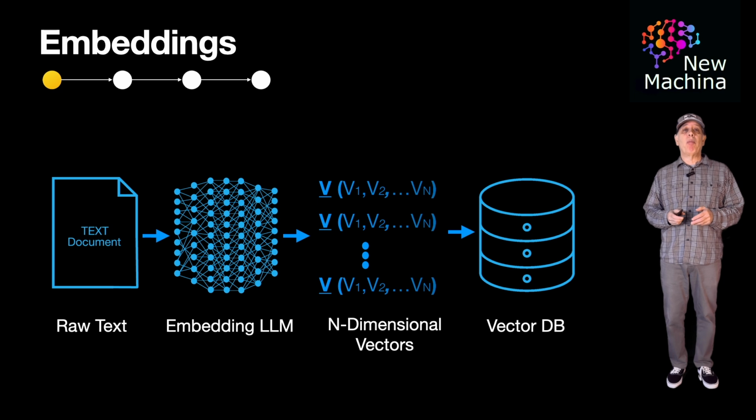In this code example, I will use an OpenAI embedding LLM to create our embeddings. We will save our embeddings in a vector database. I'll be using the Pinecone Vector database in this example. If you want to recreate this example yourself, you'll need an OpenAI API key and a Pinecone Vector database API key.